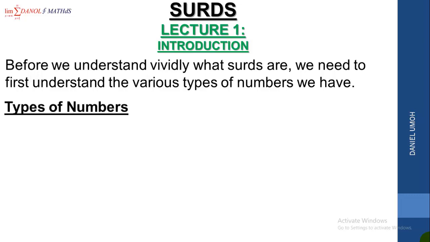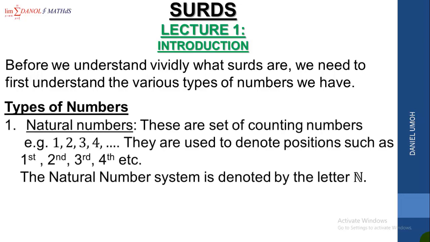The first type of number we have is the natural numbers. Natural numbers are a set of counting numbers. Example: 1, 2, 3, 4, 5, 6, and so on. All the numbers we use in counting are called natural numbers. They are the numbers we use in denoting positions, such as first position, second, third, fourth, and fifth, and the rest. So the numbers used in denoting positions are known as natural numbers. The natural number system is denoted by the letter N.